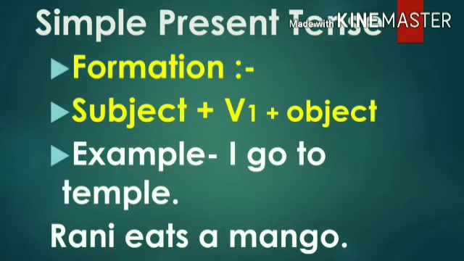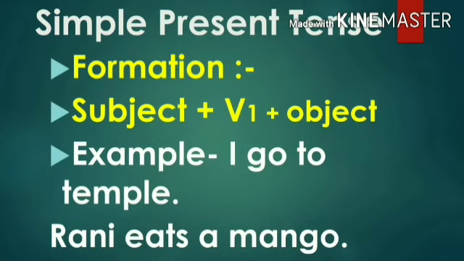Formation of simple present tense: Subject plus V1 plus object. Now you will think, what is V1? V1 means verb 1, means present form of the verb. Example: I go to temple. In this sentence, I is subject, go is V1 or present form of the verb, and temple is object.